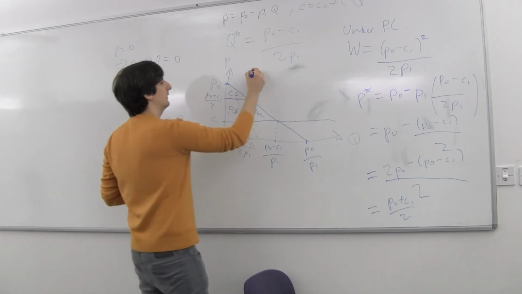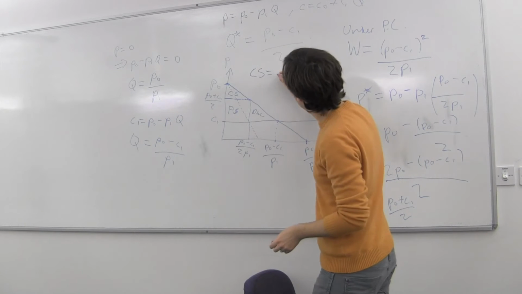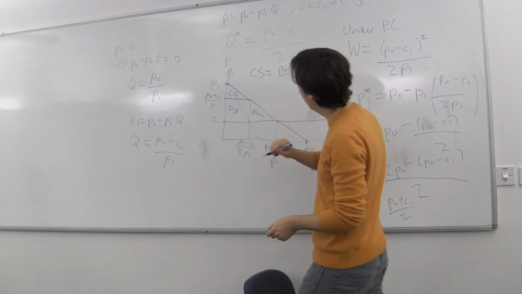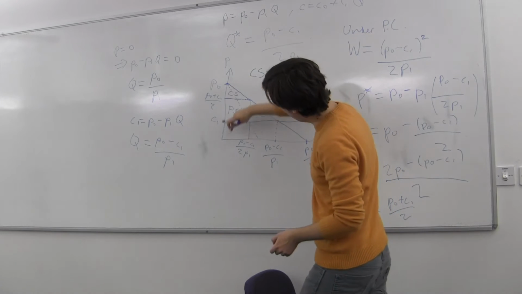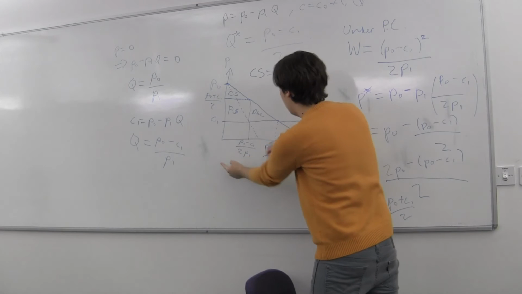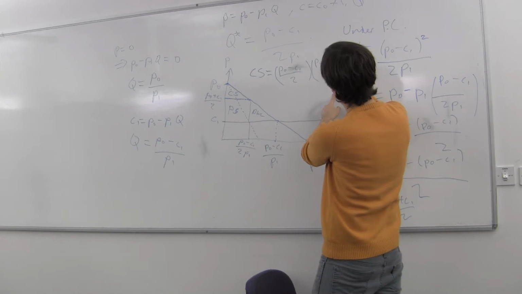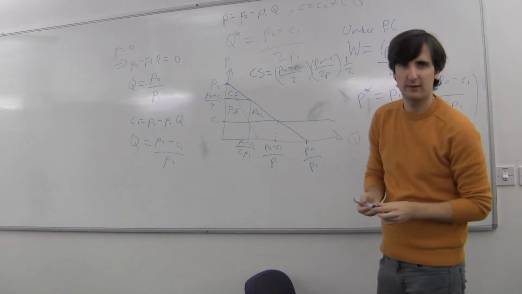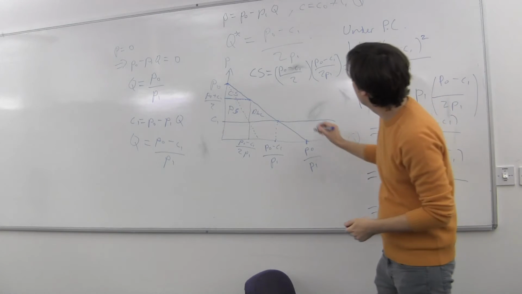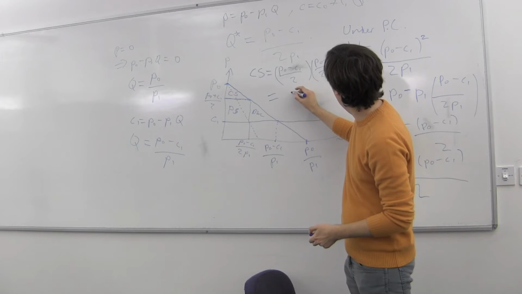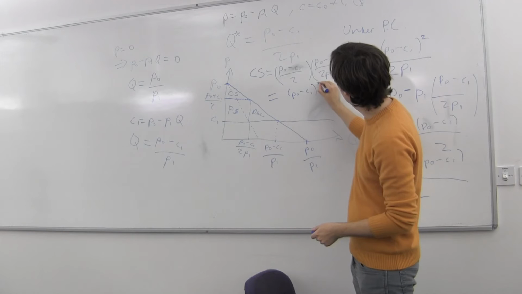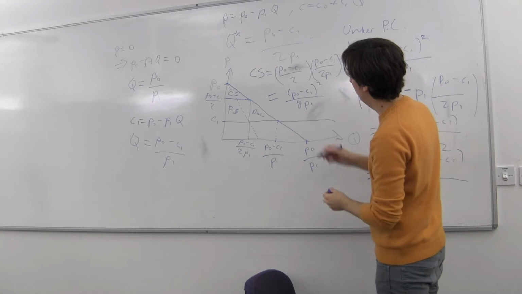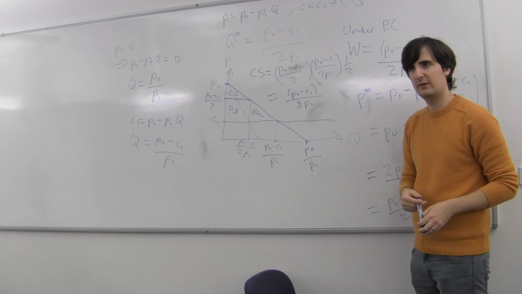So CS is P0 minus C1 over 2, that's this length, all times this length, which is the quantity the monopolist is producing, P0 minus C1 over 2P1. And then all multiplied by half, because it's a triangle, not a square. So consumer surplus is going to be P0 minus C1 all squared divided by 8P1. So there's our consumer surplus.